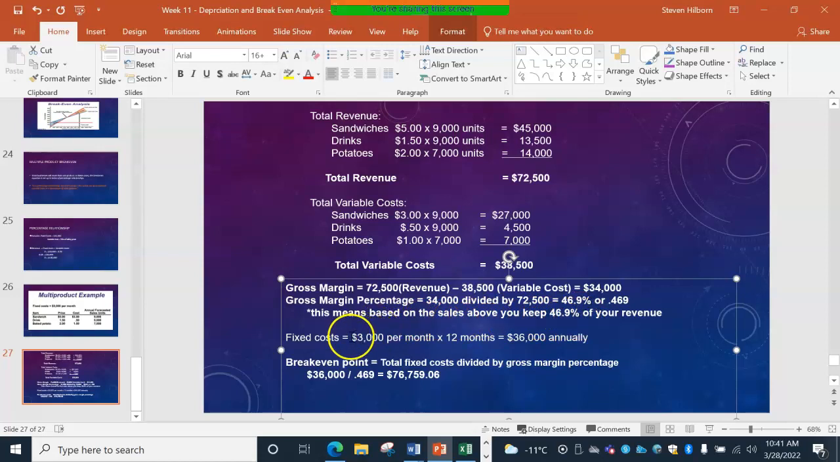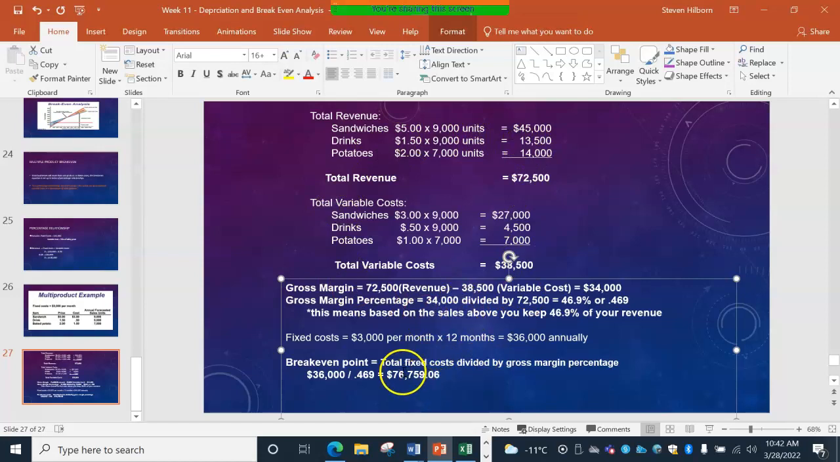So what we're going to do now is look at our fixed costs. Our fixed cost is $3,000 per month. We have 12 months of this, so it's $36,000 annually. We expect to spend $36,000 annually. So now our break-even point is total fixed costs divided by our gross margin percentage, which is 46.9. So 36,000 divided by 0.469 equals $76,759.06. So basically, we did not break even with what we're looking at.